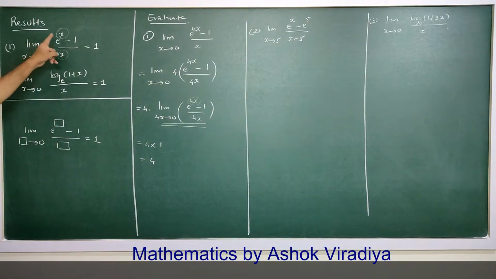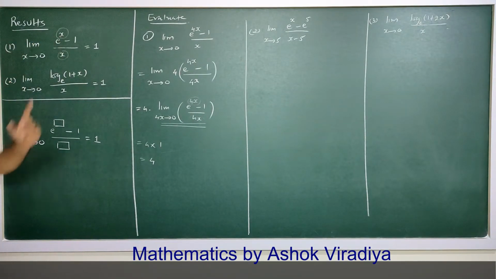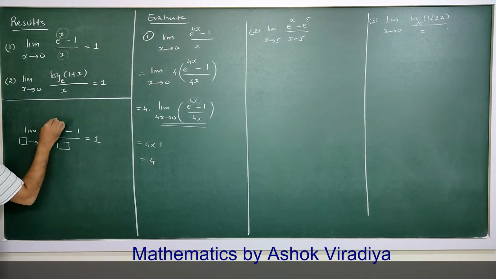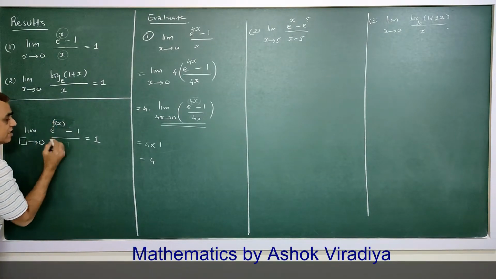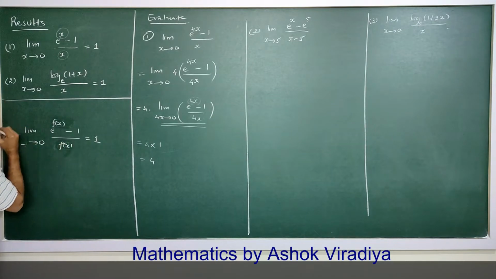So the rule means that here x is a variable, and x can be replaced by any function of x. Any function, you can put fx here, and then fx tends to 0. So this is the application.